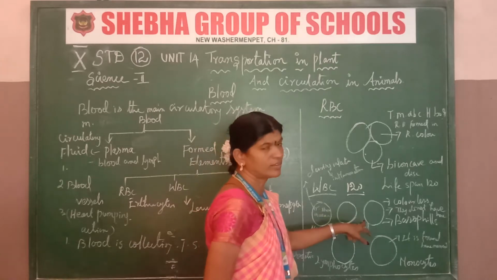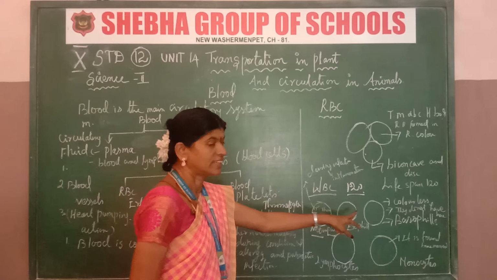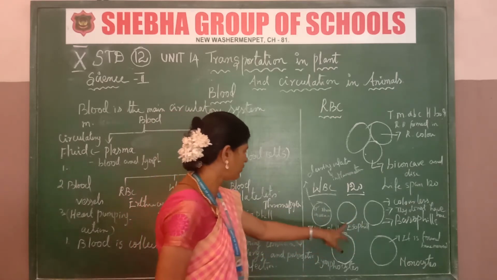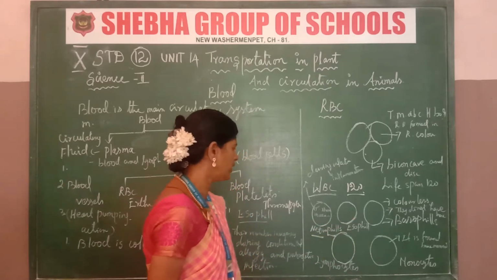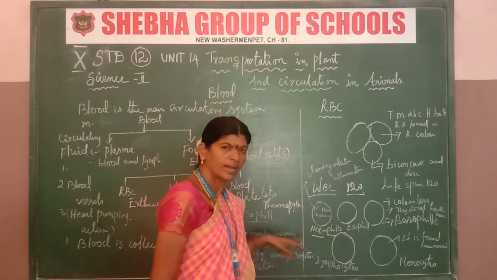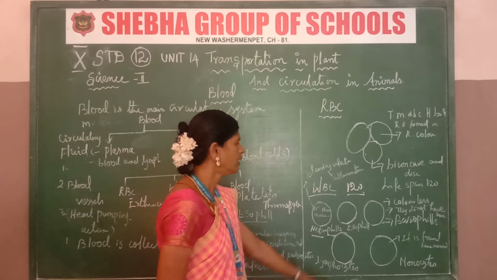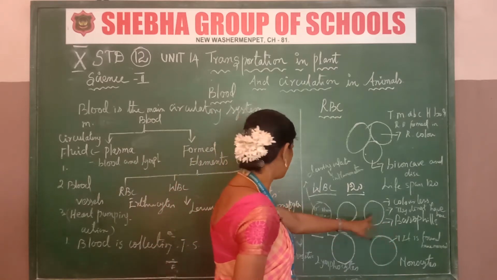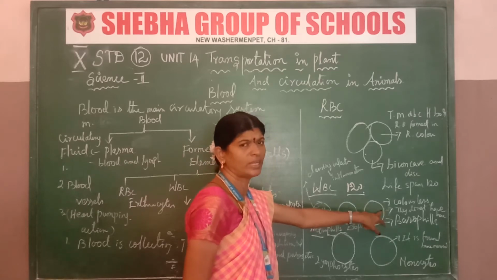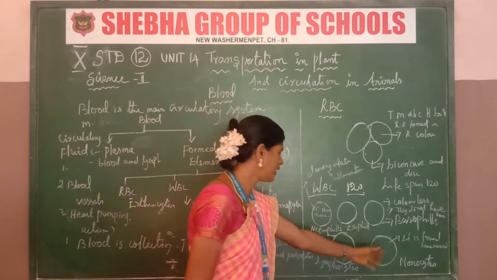Next, eosinophils. Their number increases during allergy and parasitic infection. Once again, eosinophil numbers increase during allergy and parasitic infection. Next, basophils have a 7 to 9 lobed nucleus. Next are lymphocytes and monocytes.